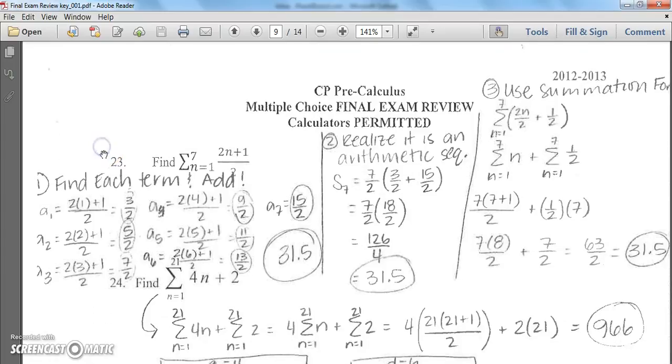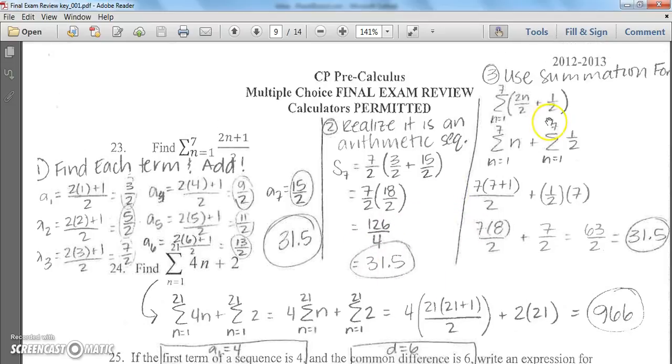All right, here, 23, find that. So you can either find each term and add them together, because it's from 1 to 7, so find the first 7 terms and then add them. Realize that the arithmetic sequence, because it's just a straight adding pattern there, that would be, well, n plus 1/2. So you find the first term and last term. First term is 3/2, the last term is 15/2. You add them together using your arithmetic formula, which you have in your formula sheet, and get there.